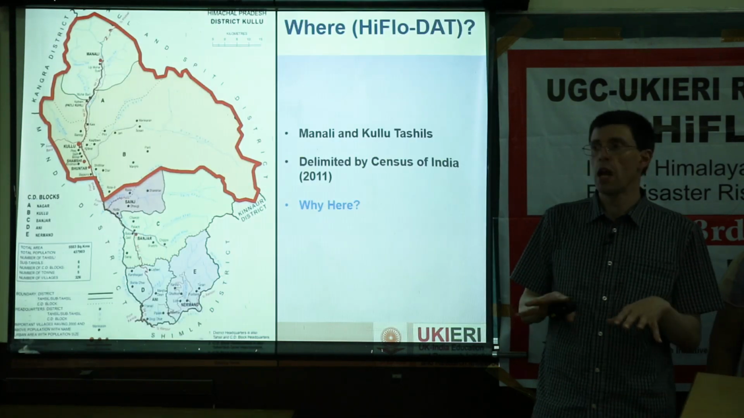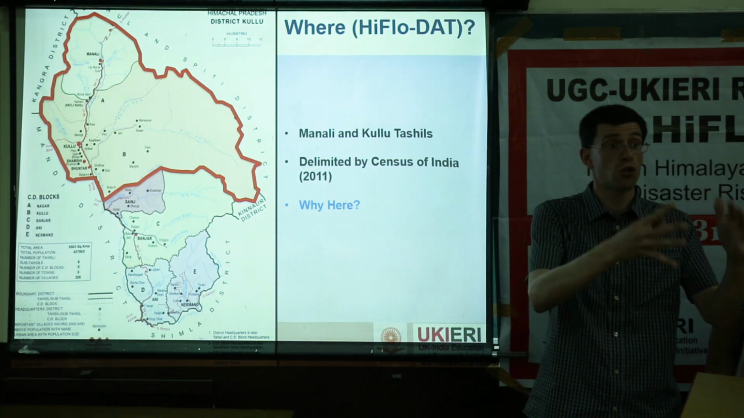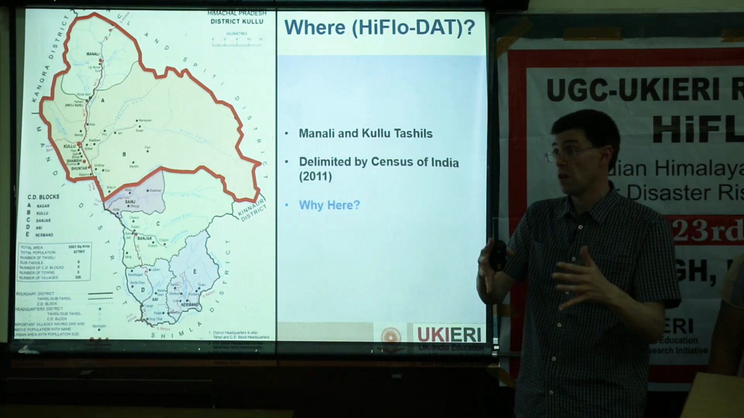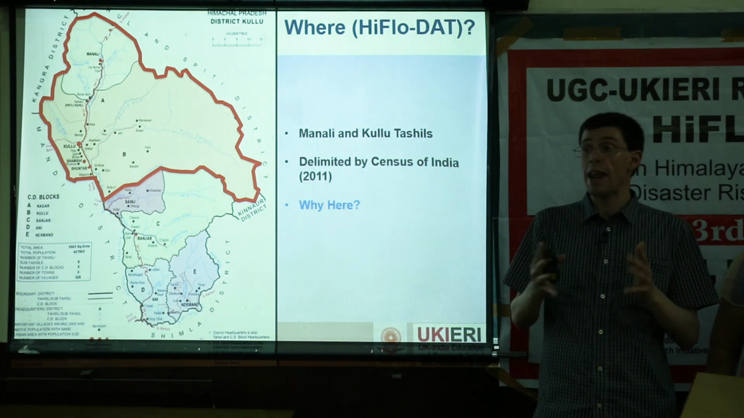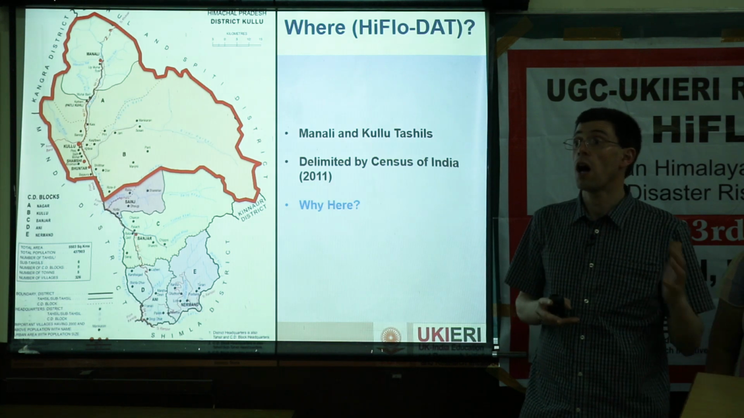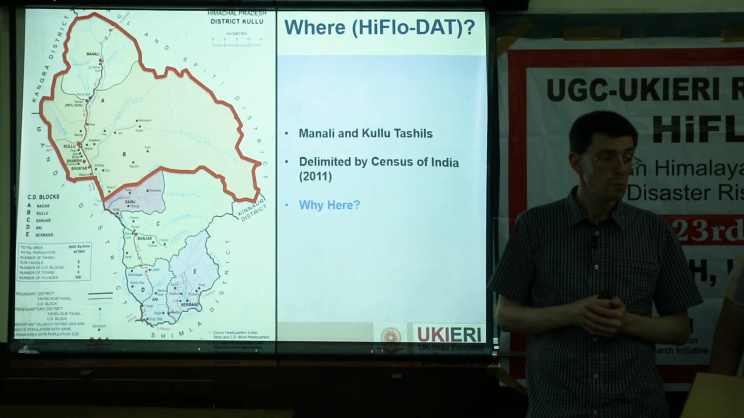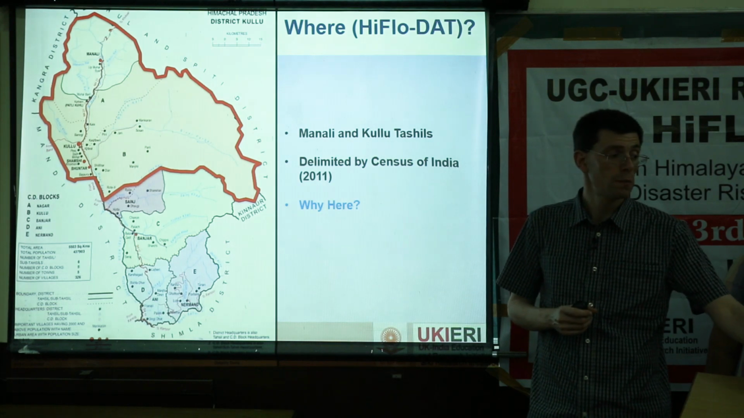So if you focus in a little bit more, obviously we've got to contain and constrain the area of investigation because it has implications on our time and resources. So we've elected to focus on two Tehsils. Those are the Manali and Kullu Tehsils. So why did we select those two locations?